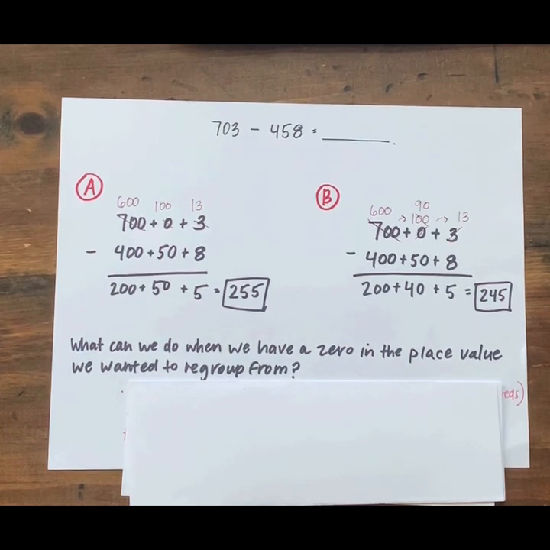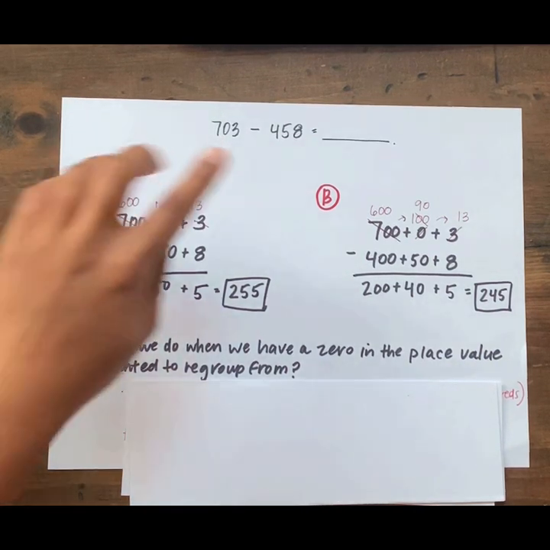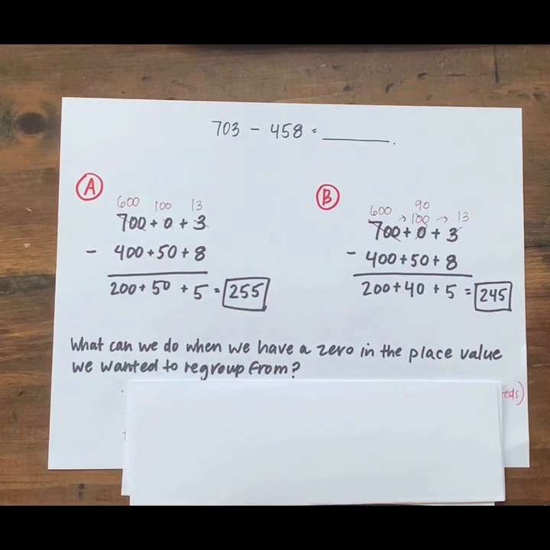Let's take a look at some student work from number 2 of your workshop. Take a look at student A and student B carefully and decide who accurately subtracted 703 minus 458. Go ahead and make a decision right now. Do you agree with student A or B? And start to take notes on why.